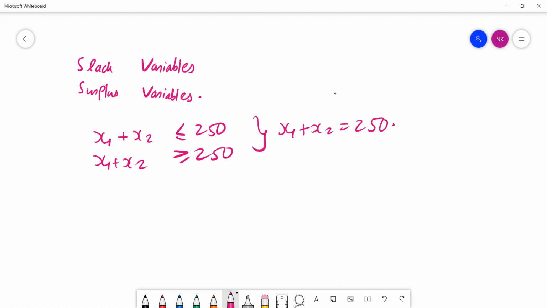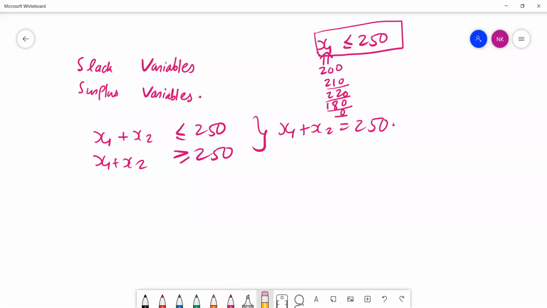If you say that you have x1 rupees which is less than or equal to 250, then this x1 doesn't say that you have 200 rupees or 210 rupees, 220 rupees or 180 rupees or 0 rupees. If you write this particular statement, it doesn't mean that you have 0, 180, 200, 220, or even 250. So it is quite unsure, the type of statement which we deal with using the inequality.